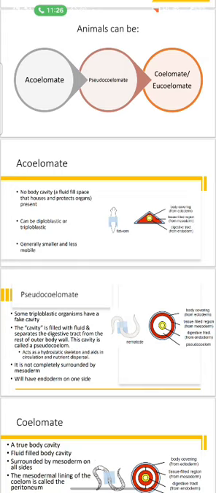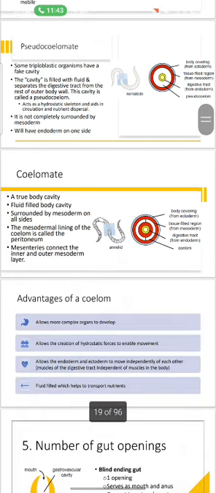It acts as a hydrostatic skeleton and aids in circulation and nutrient dispersal. It is not completely surrounded by the mesoderm, and they will have an endoderm on one side. So, coelomate: a true body cavity, a fluid-filled body cavity surrounded by mesoderm on all sides, not just one, like the pseudocoelomate. The mesodermal lining of the coelom is called the peritoneum. Mesenteries connect the inner and outer mesoderm layers.